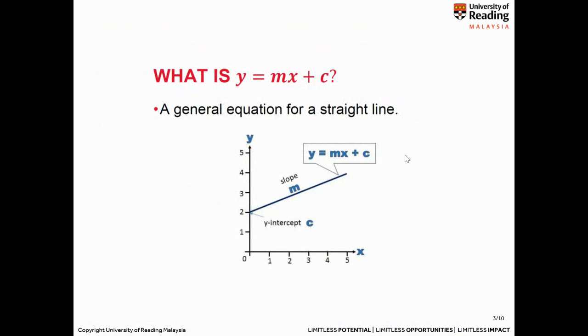So this is a general equation of straight line. Normally, you will see that the straight line intersects the y-axis. That is called the y-intercept. And the gradient, or sometimes we call slope, is represented by m.